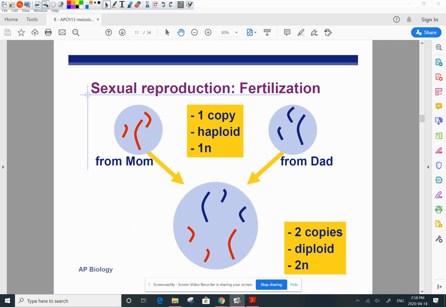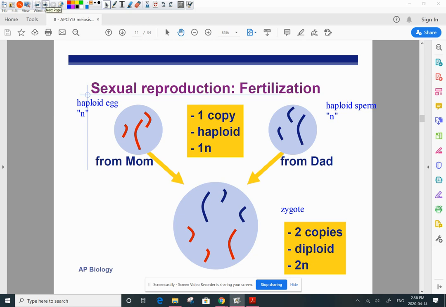So again, in sexual reproduction, we are taking an egg from mom and a sperm from dad. They're both haploid. They come together at fertilization, and you get a diploid organism. This is the zygote. This was you at one point in time. And you now have the full chromosome complement. You have a diploid number of chromosomes in humans, that is 46.